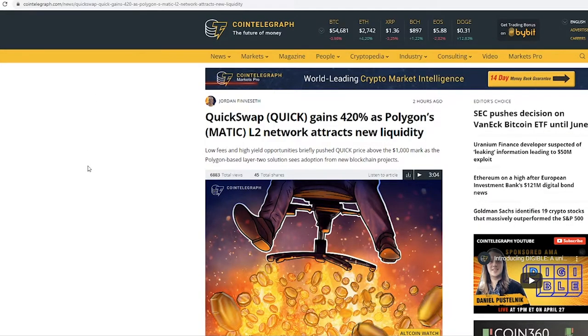We've got Quickswap gains 420% as Polygon's Matic L2 network attracts new liquidity. Low fees and high yield opportunities briefly pushed Quick price above the $1,000 mark as the Polygon-based Layer 2 solution sees adoption from new blockchain projects.